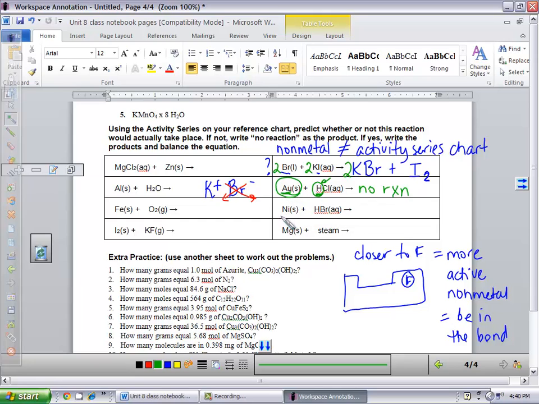All right, let's do another one here. Let's go over and do this one because this is another nonmetal. Okay, you have nonmetals. All right, iodine is a nonmetal and he will be competing with fluorine for potassium. So again, you're going to look at the periodic table and see which one is closest to fluorine. Well, gosh, fluorine is the closest. So fluorine gets to be in the bond. He's the more active one. So again, there'll be no reaction on this one. I hope that helps, and good luck.